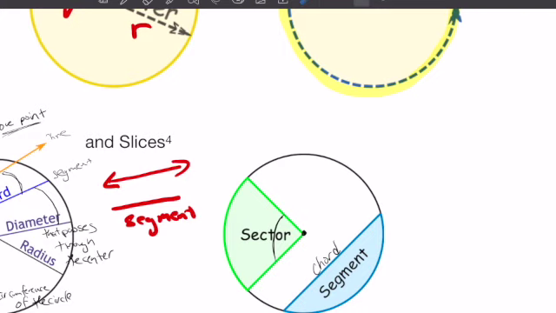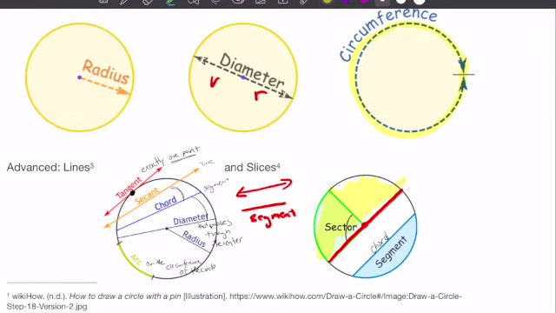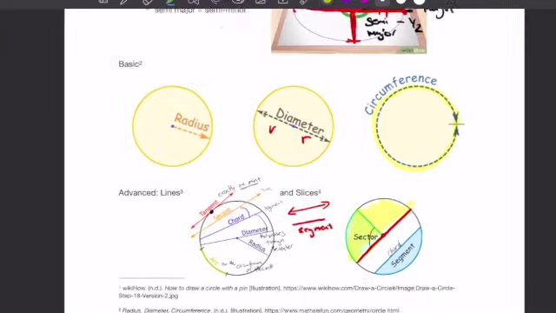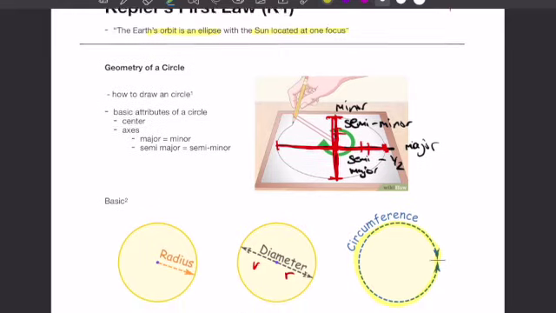Now, of course, these two might become a little difficult to understand if it passes through the center. Then we might say that this is both a sector and a segment. So when a segment goes through the circle's center, it is a sector. We're just using the words segment and sector to define how areas are delineated. In our next installment, we are going to look more specifically at the geometry of an ellipse.